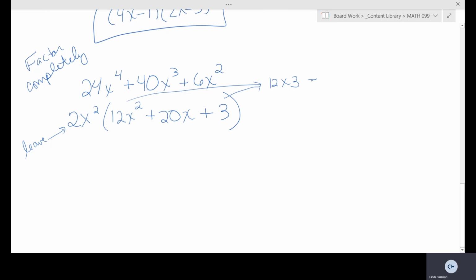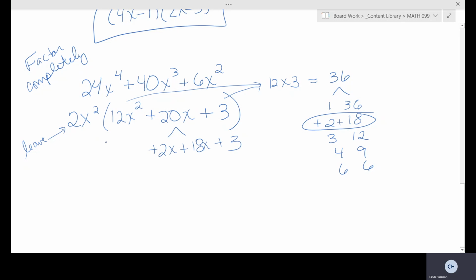So we have 12 times 3, which is 36. Factor pairs, 1 and 36, 2 and 18, 3 and 12, 4 and 9, 6 and 6. Okay, so does one of those pairs add or subtract to 20? Yes. To get a positive 20, we're adding, so the signs are the same, and they're both positive. Rewrite the middle term. Again, just ignore the 2x squared for now. We'll pull that down at the end.